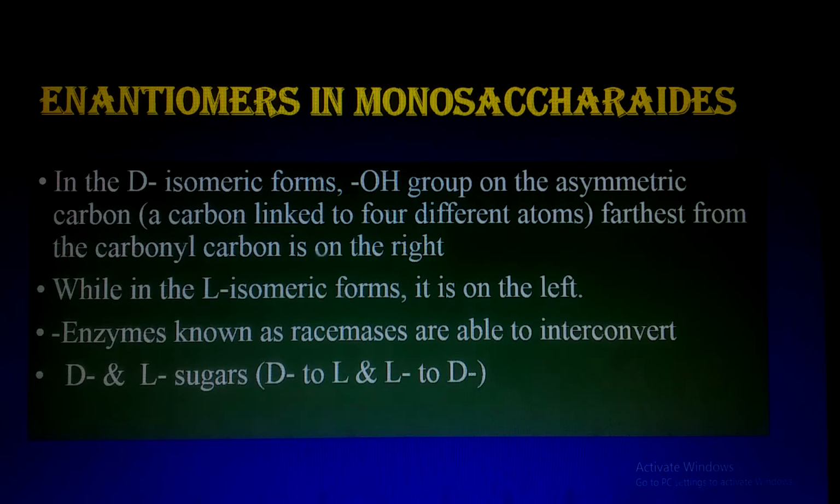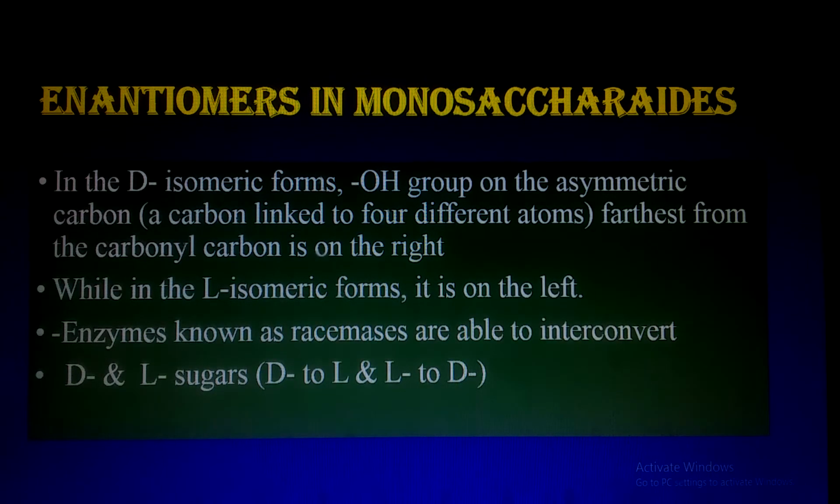Okay. In the D-isomeric forms, the hydroxyl group on the asymmetric carbon, a carbon linked to four different atoms, furthest from the carbonyl carbon is on the right side. In the D-isomer form, the hydroxyl group is present on the right side, furthest from the carbonyl carbon, while in the L-isomer, it is present on the left side.